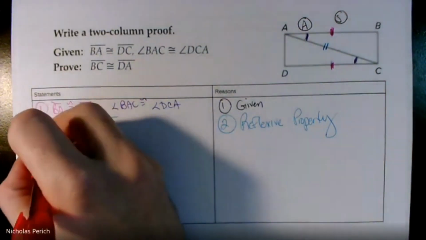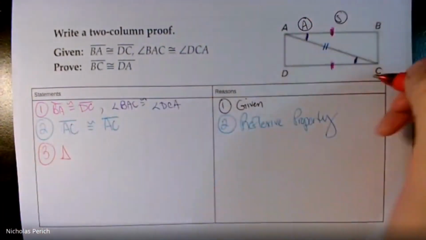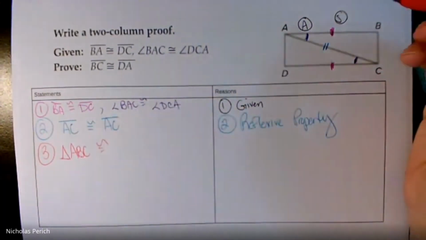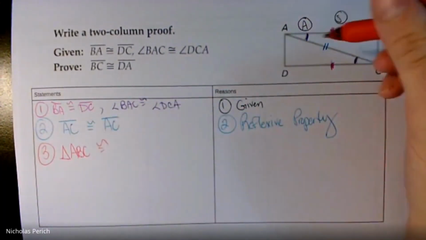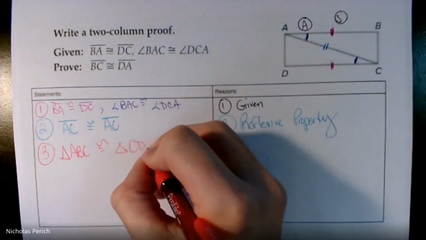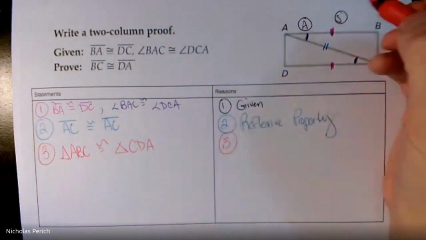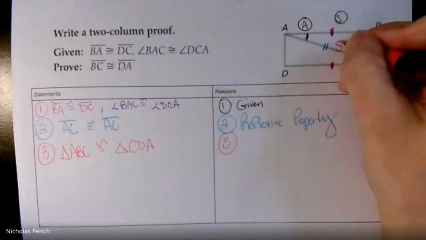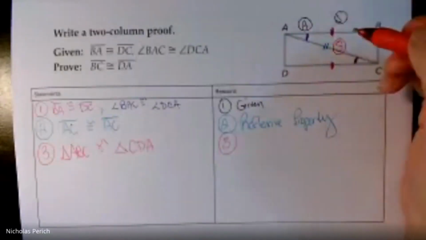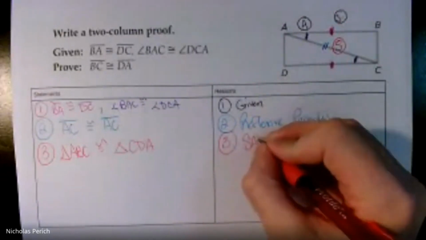Now, I can say that these two triangles, ABC, are congruent to each other. So I guess that would be CDA. And since I have a side and an angle, and now a side, the angle is inside the side. Side angle side is going to be SAS.